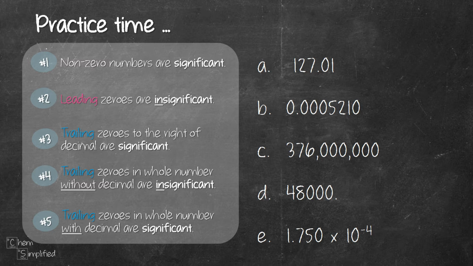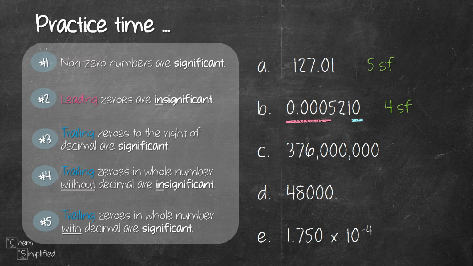Ready? The first question, 127.01 has 5 Sig Fig. That 0 that is sandwiched between non-zeros 7 and 1 is significant. So which means 127.01 has 5 significant figures. The second question, 0.0005210. The 4 zeros that lead up to 5210 are not significant because those are the leading zeros. That 0 that appears after the decimal point is significant. Therefore, 0.0005210 has 4 Sig Fig.